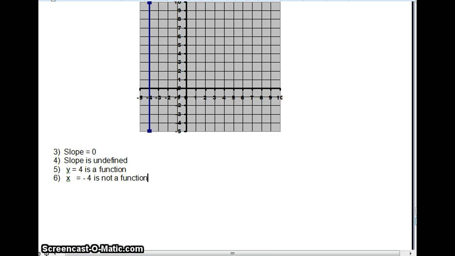On your homework, again, you will have some problems that are vertical and horizontal lines. Make sure that you understand that the slope of a horizontal line is 0. The slope of a vertical line is undefined.